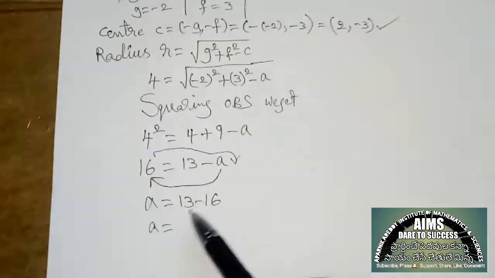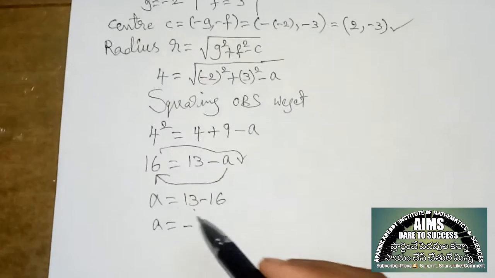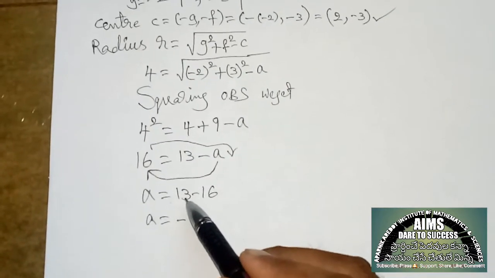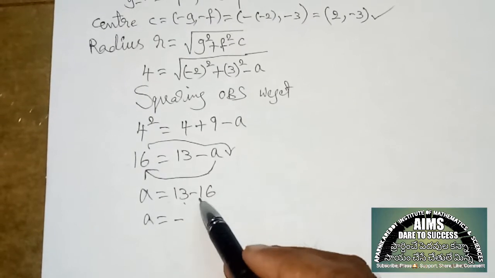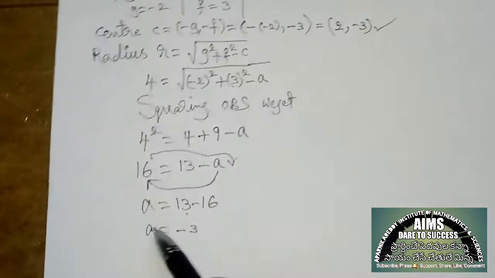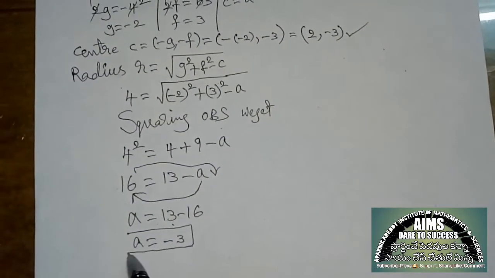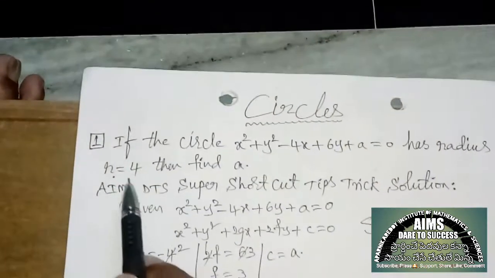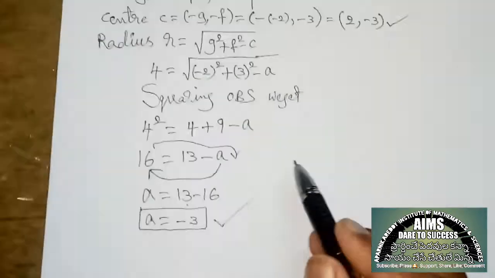A is equal to, here small number minus big number, it is a negative symbol. So anytime you have a small number minus a big number, you have to take a negative symbol. 13 minus 16 is minus 3. So according to our question, the radius is 4, then the value of a is minus 3.